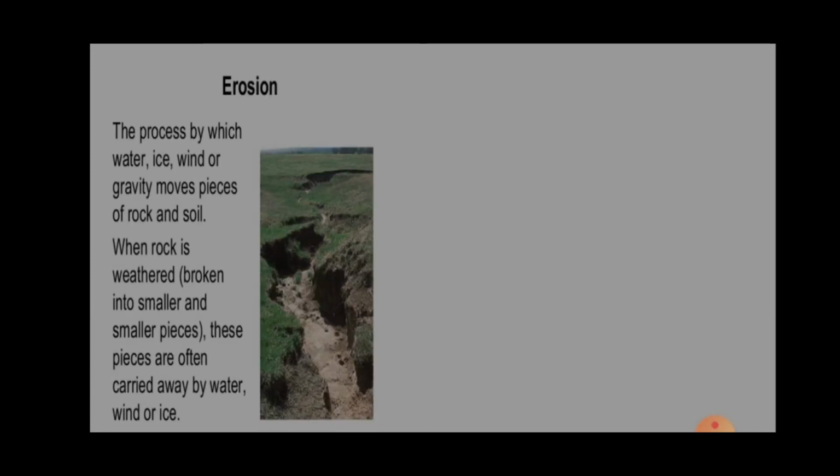So erosion is the process by which water, ice, wind, or gravity moves pieces of rock and soil. When rock is weathered, broken into smaller and smaller pieces, these pieces are often carried away by water, wind, or ice. So erosion is the wearing away of the land by forces such as water, wind, and ice. Erosion has helped to form many interesting features of the Earth's surface, including mountain peaks, valleys, and coastlines.